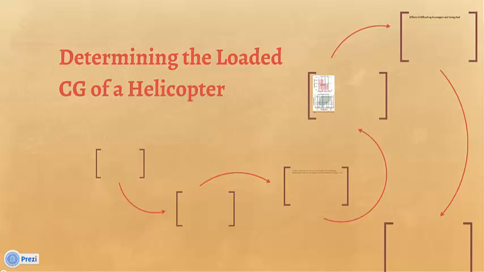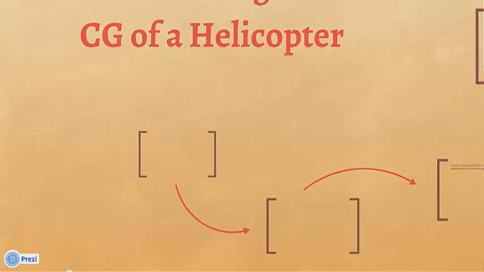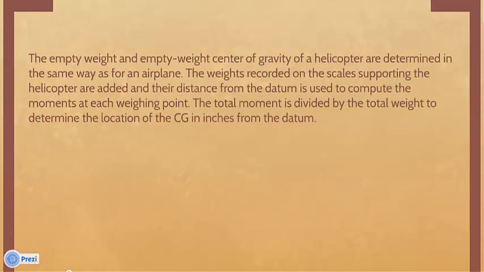Determining the loaded CG of a helicopter. The empty weight and empty weight center of gravity of a helicopter are determined in the same way as for an airplane. The weights recorded on the scales supporting the helicopter are added, and their distance from the datum is used to compute the moments at each weighing point.